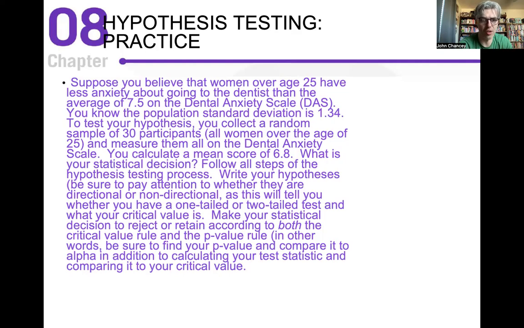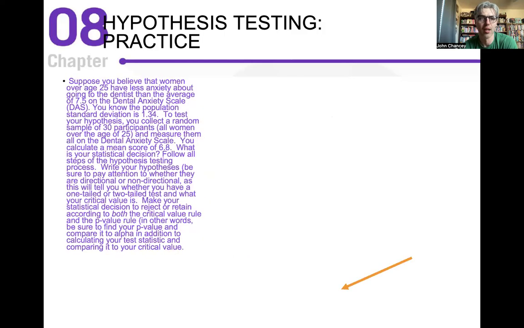So what is your statistical decision? Follow all the steps for hypothesis testing. Write your hypotheses, so be sure to pay attention to whether it's directional or non-directional. So you want to know if it's one-tailed or two-tailed. Make your statistical decision to reject or retain according to both the critical value rule and the p-value rule. In other words, be sure to find both the p-value and compare it to the alpha in addition to calculating your statistic, which I guess we haven't looked at p-value yet, but don't worry about that.